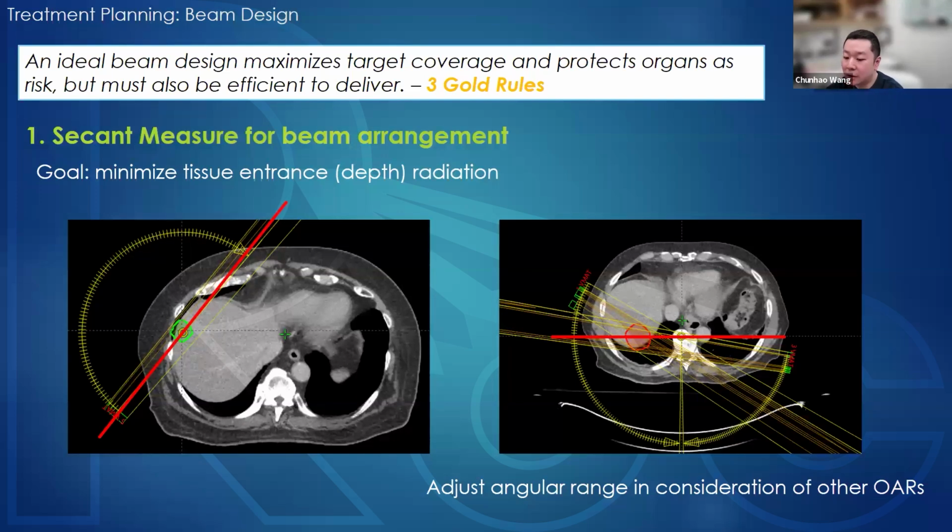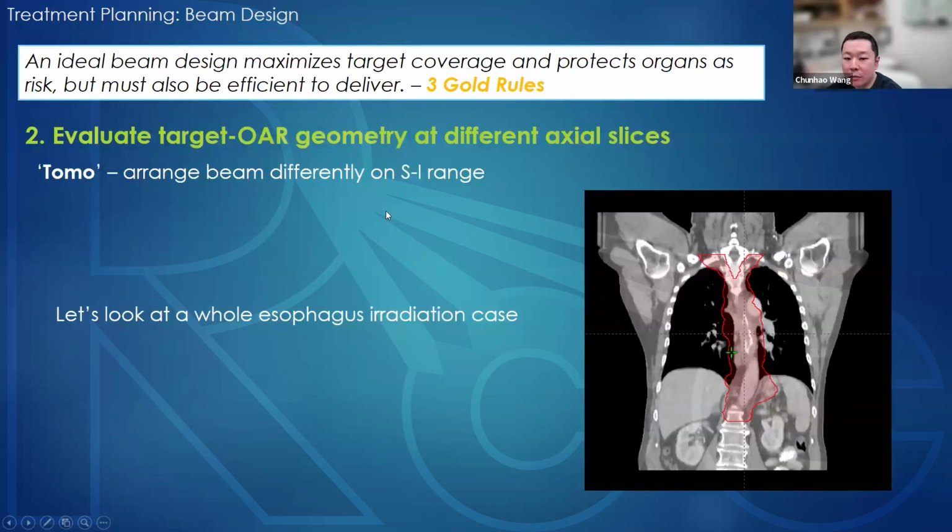We can always adjust the angular range a little bit in consideration of other OARs. For this particular patient, we started with a 270 to 90 degree posterior arc radiation. And this patient actually had a prior lung SBRT on the left side, so we rotated the whole arc range a little bit towards the right side. We ended up with four partial arcs, two on the LPO side, two on the RPO side. The second rule is that we are going to evaluate the target OAR geometry at the different axial slices.